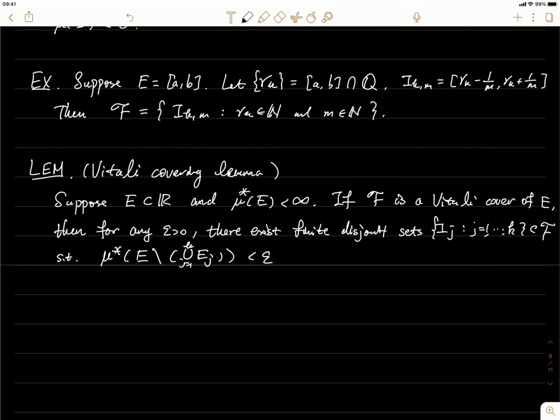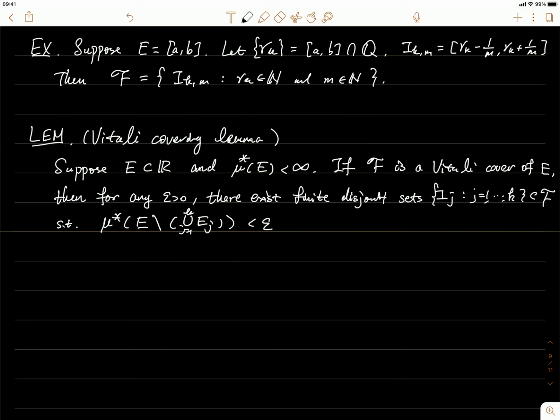So this is solely used for the proof of the Lebesgue theorem later on, but doesn't have other uses, so we'll skip the proof here. But the proof is given in the notes.